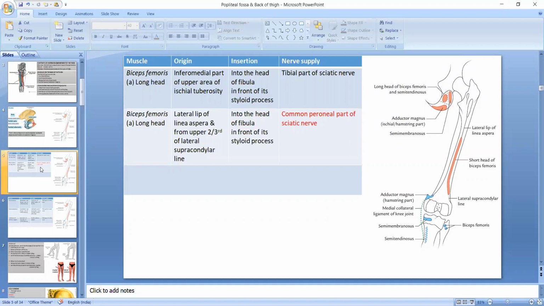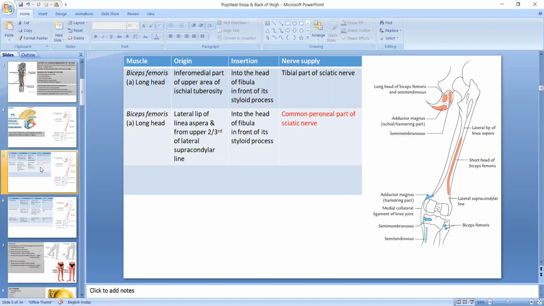Attachment: we will see the long head originates from the ischial tuberosity of the pelvis. The short head originates from the linea aspera on the posterior surface of the femur. Together, the heads form a tendon which inserts into the head of the fibula. What will be the action?